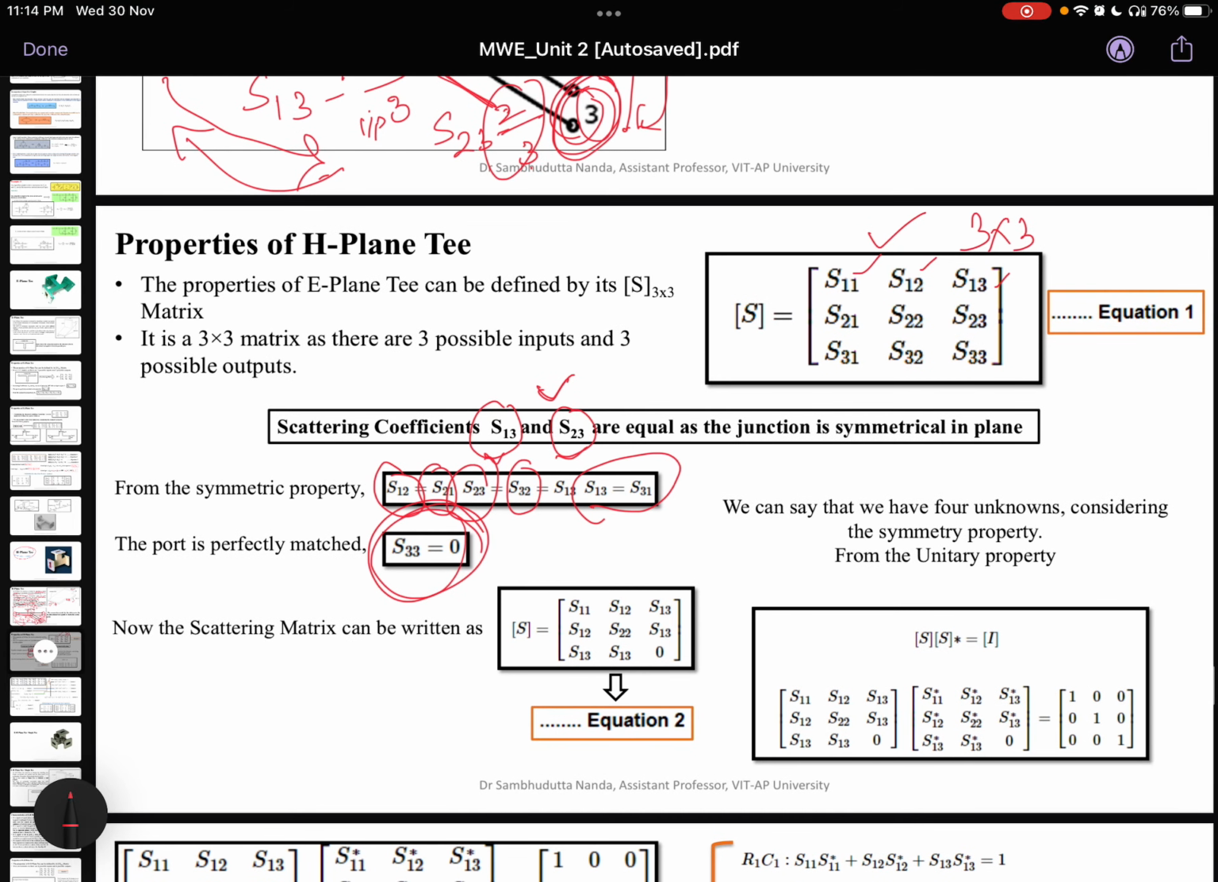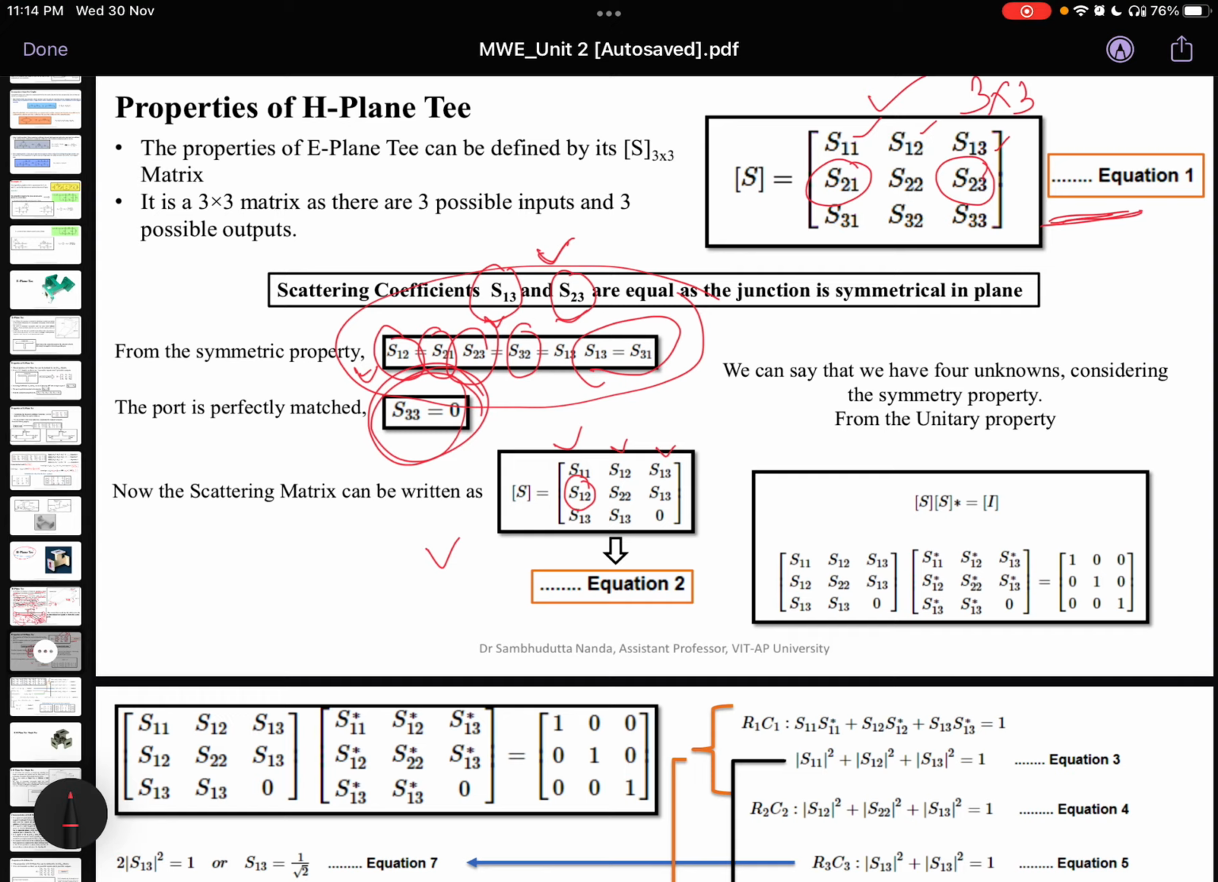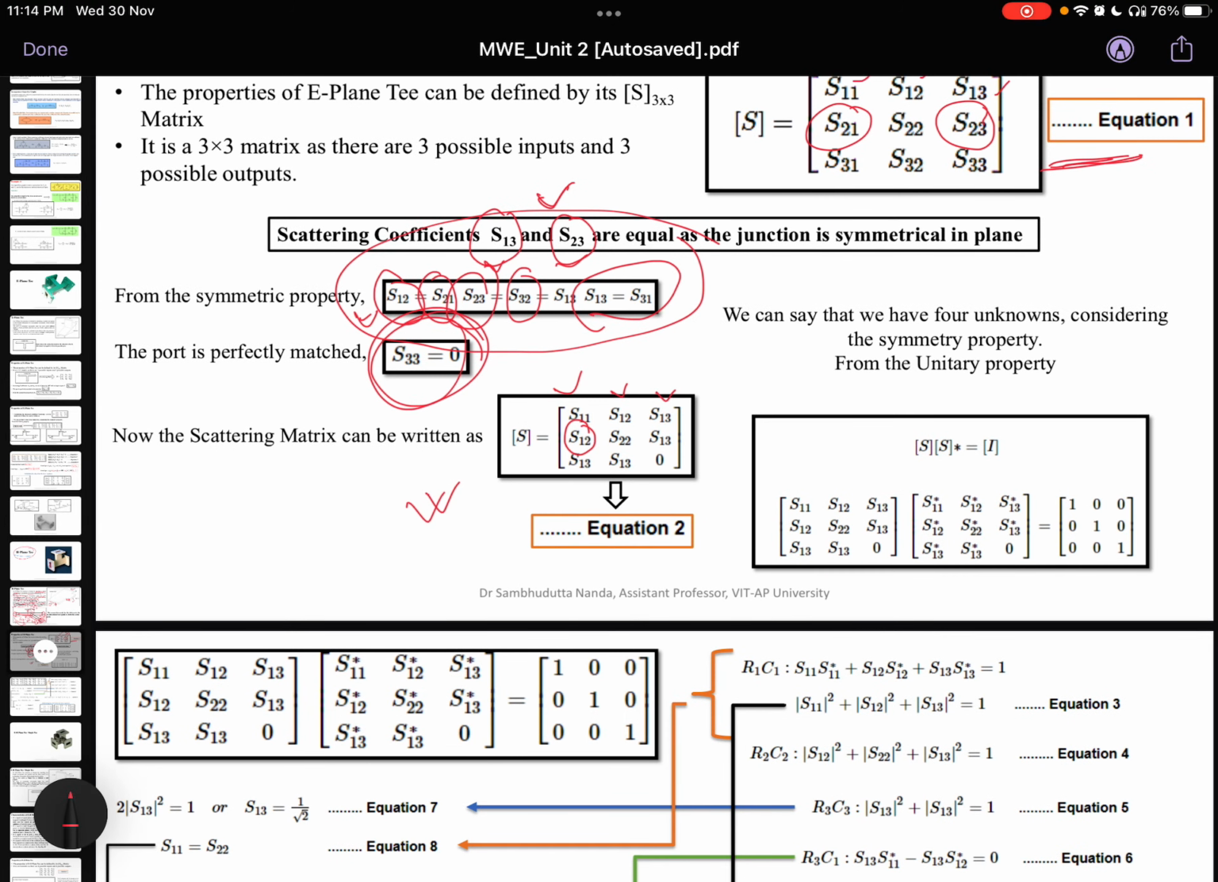Okay. Now we consider this as equation 1, and after replacing all these values we get equation 2. What is this equation 2? You can see S11 is written, S12 is written, and S13 is written. Now instead of writing S21, what is written here? S12, because these two are the same. Again S22 is written, then S13 is written. Instead of S23, S13 is written because these are the same. So like this, after representing this, we get equation number 2.